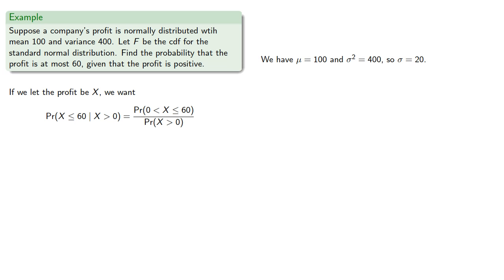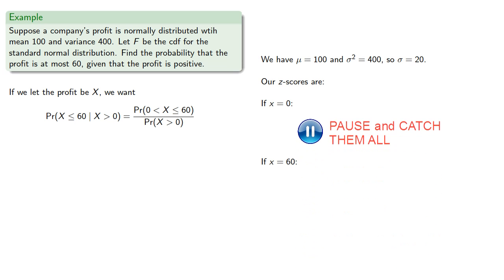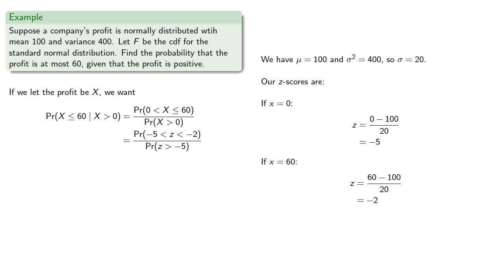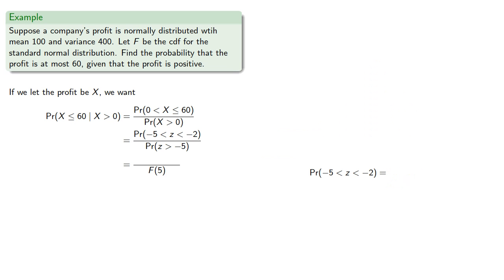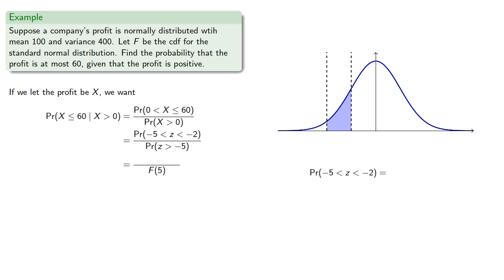And for this interval, we can find the z-scores. So the probability that z is greater than negative 5 is the same as the probability z is less than 5, which we can look up directly from our CDF. And so the probability z falls in this interval is the same as the probability that z falls in the reflected interval on the positive side.